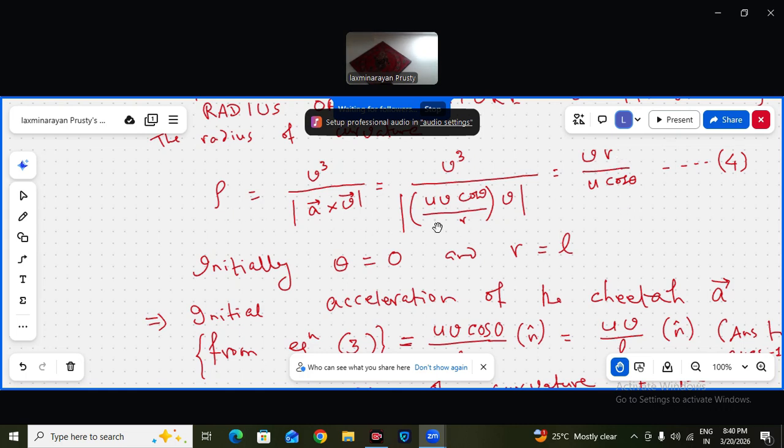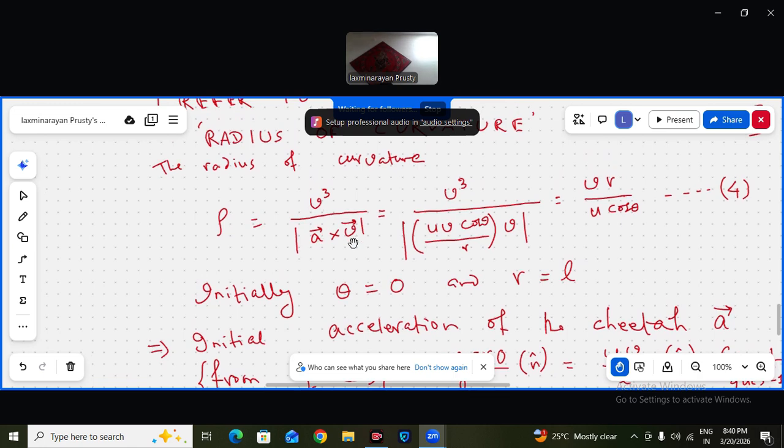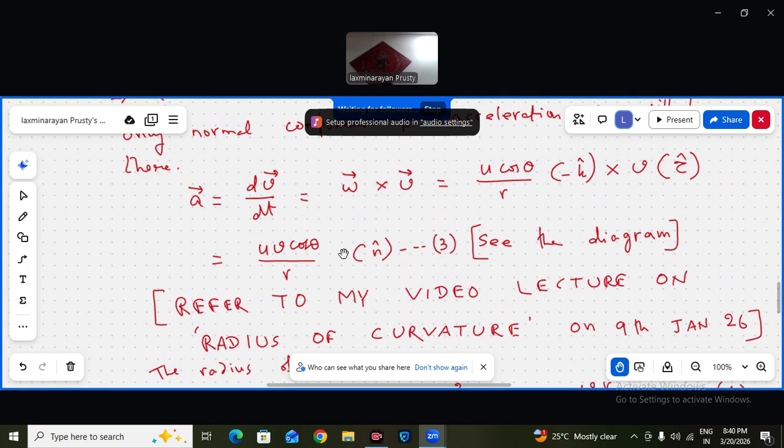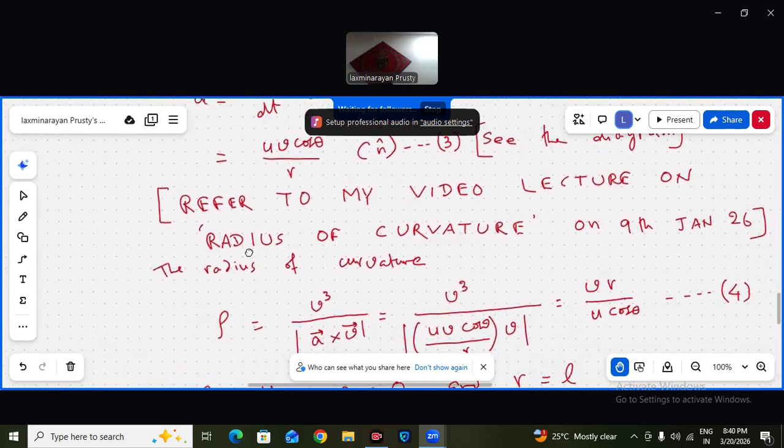This is rho. Be very careful. V cube by A cross B. A is n cap direction, V is tau cap direction. So the cross product will be k cap. So for magnitude, I remove the k cap, so only AV. A is UV cos theta by R magnitude wise, already we have proven.